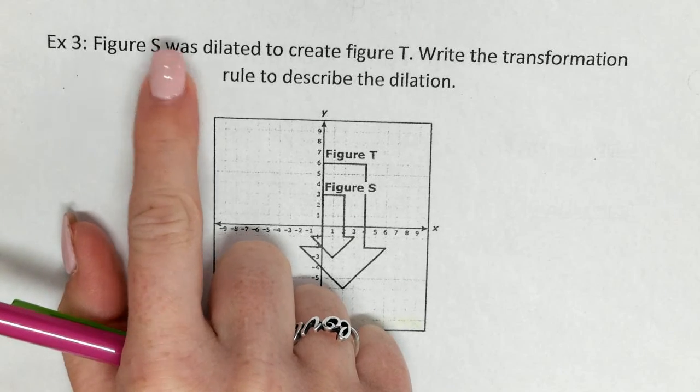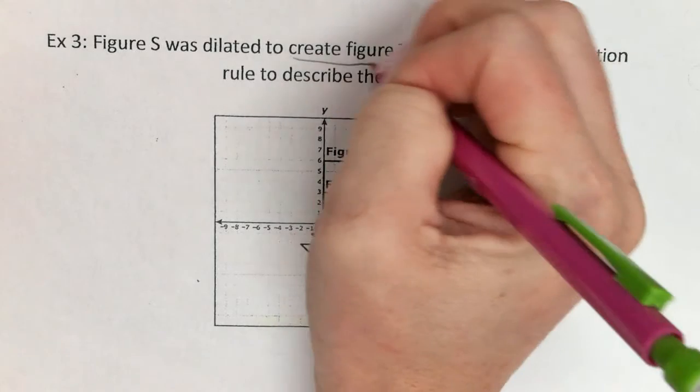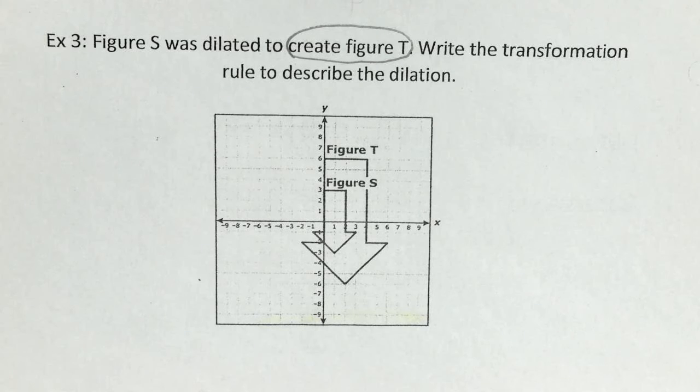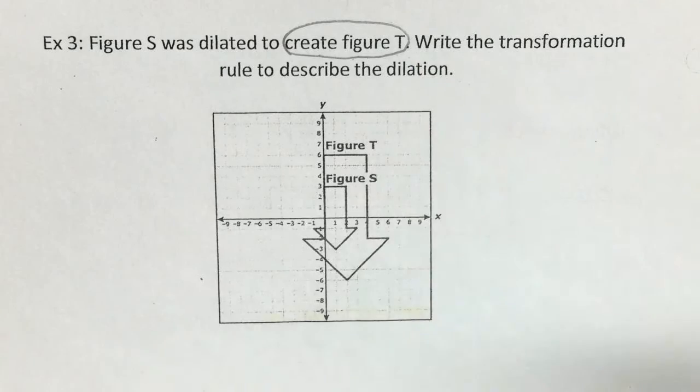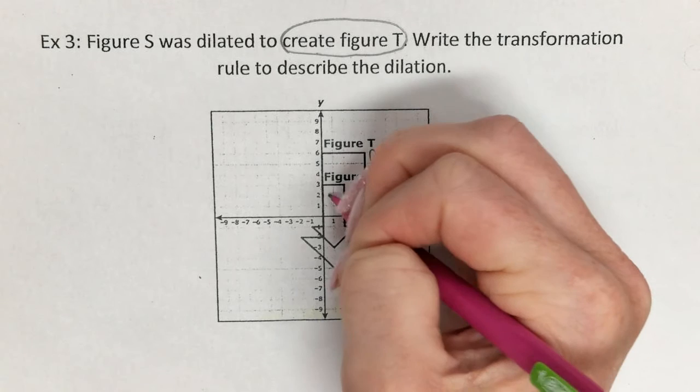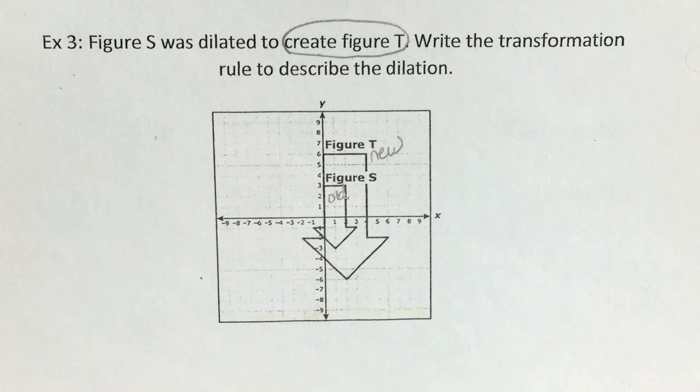Figure S was dilated to create figure T. Which one's the new shape? How did you know? Well, hold on. Let's say that again. Figure S was dilated to create figure T. Which one is the new shape? T, because they created it. So everybody go label figure T the new one and figure S the old one. It is very, very important that you know which one's new, which one's old.